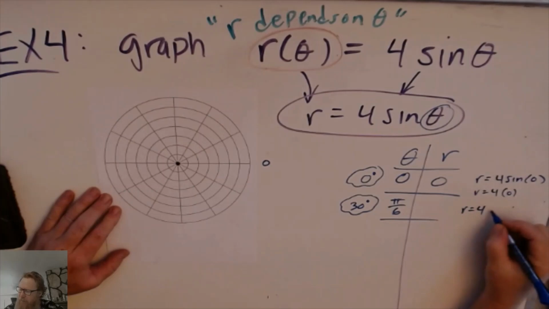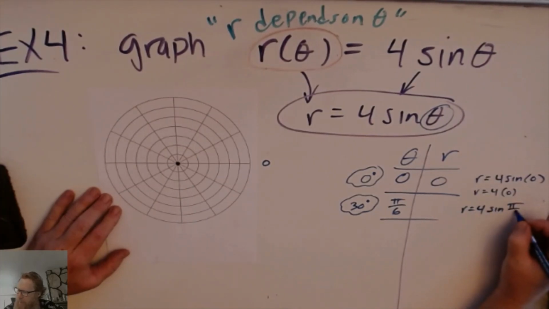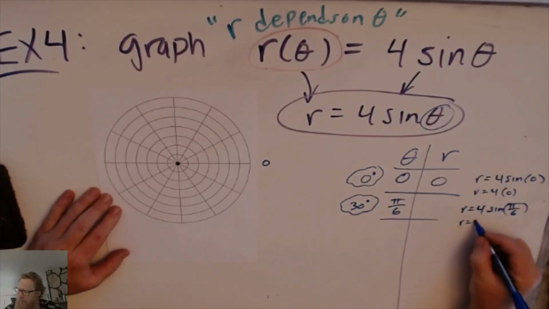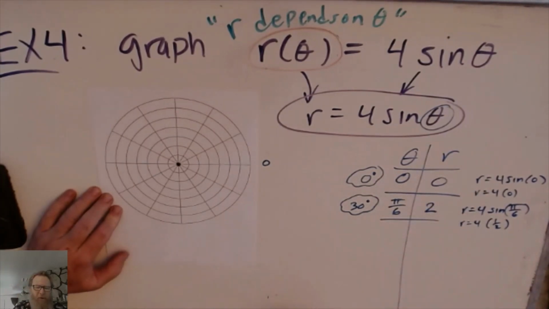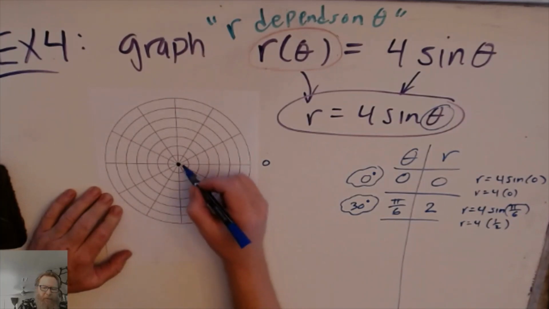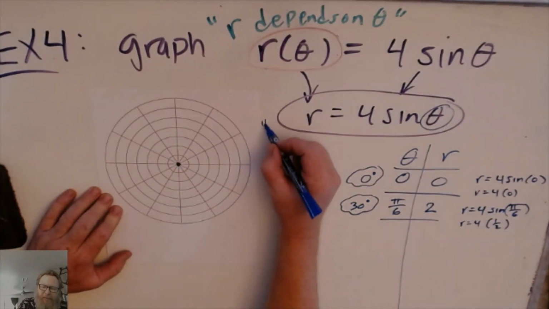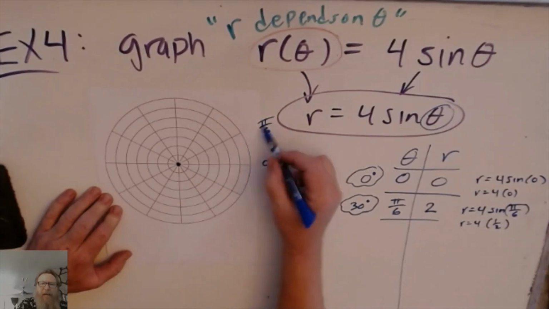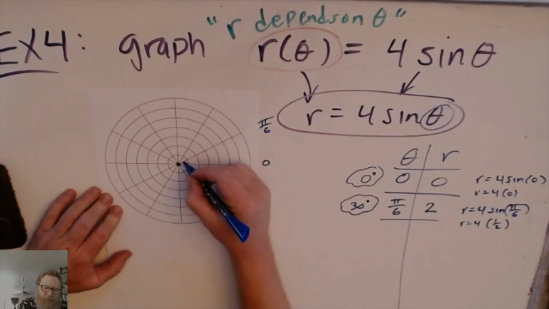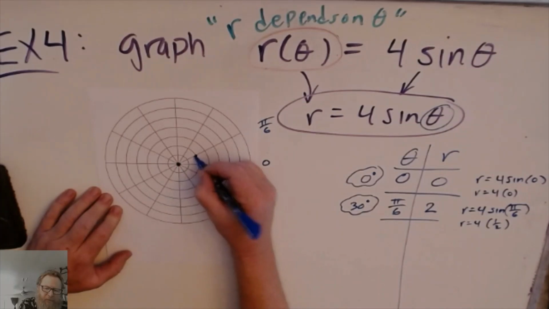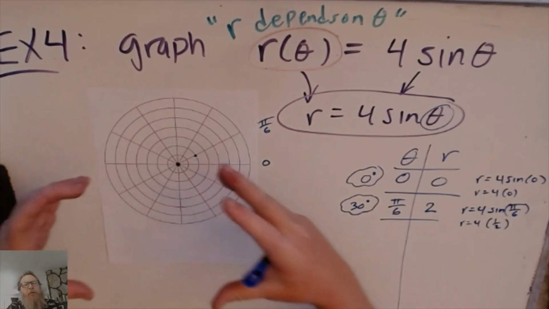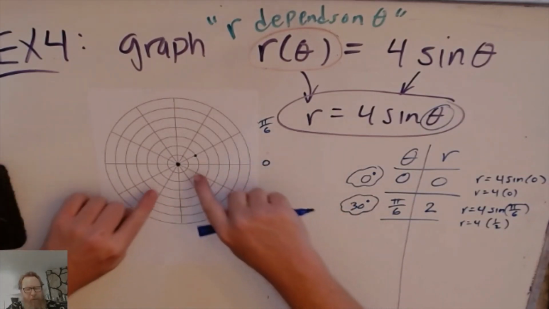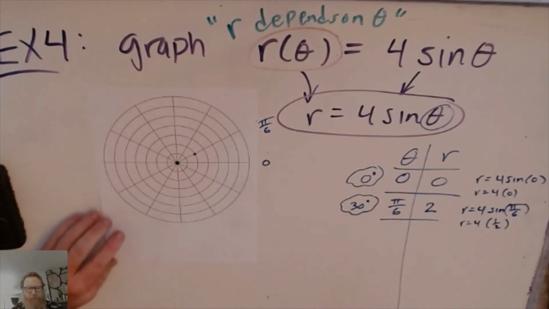So r is 4 sine of pi over 6. Sine of pi over 6 is a half. So r is 2. So on my grid, I'm going to go pi over 6. That's this angle here. And I'm going to go out 2 units right there. So each concentric circle represents 1 unit. So I went out 2 units.